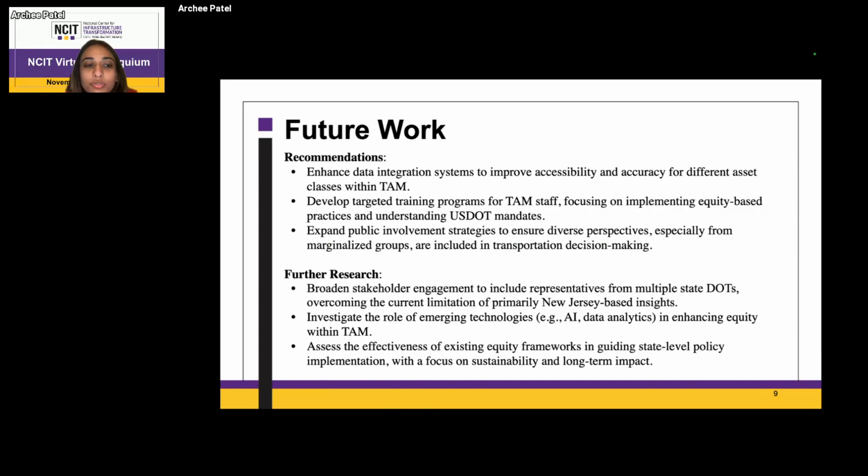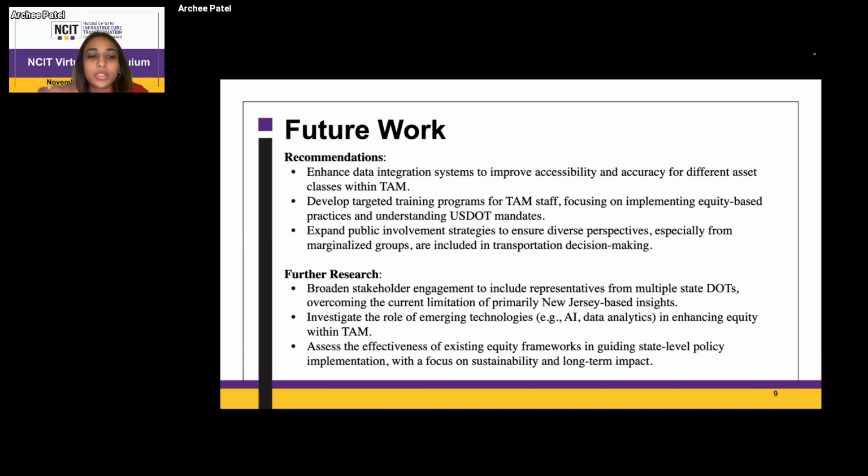As for future research directions, we see potential in broadening the stakeholder engagement beyond New Jersey, as our representatives were mostly from New Jersey State DOT. This can help include representatives from different states' DOTs and provide a more comprehensive and national perspective. Also, exploring the role of AI may offer innovative ways to enhance equity in TAM.